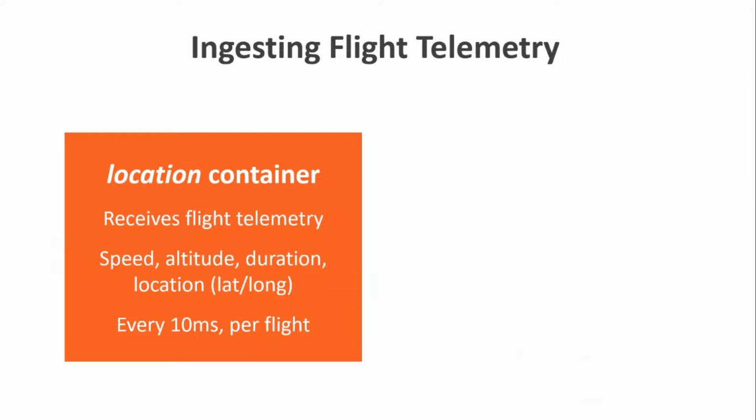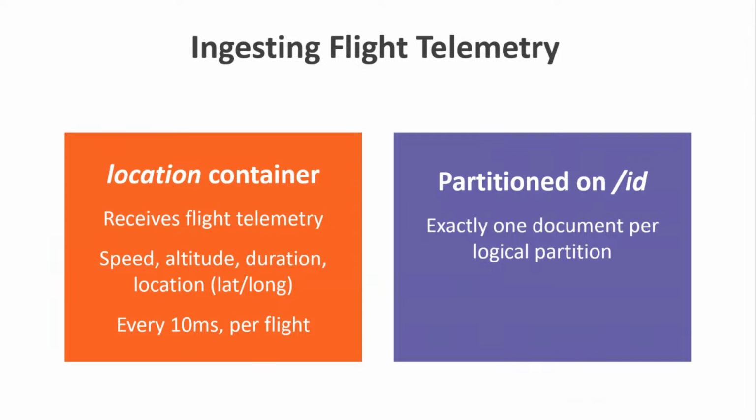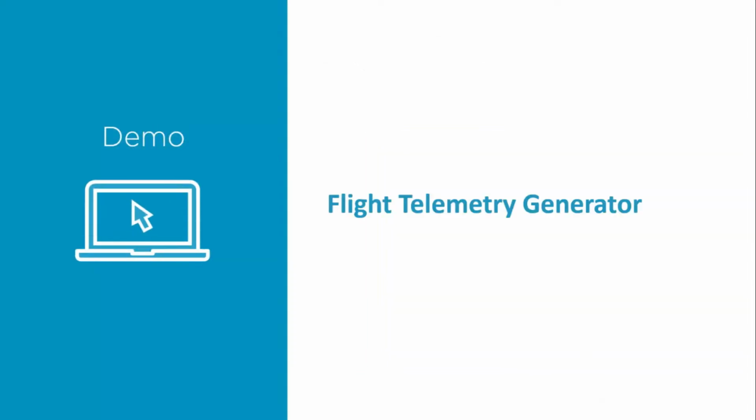And that means we need a container that is optimized for write ingestion, not queries. It doesn't have to be optimized for queries. It has to be optimized for ingesting data at a very rapid rate. And we're going to actually achieve that by partitioning on the ID property itself. That's going to give us exactly one document per logical partition. So definitely not optimized for querying because nothing's grouped together. But it gives you the maximum uniformity, and when you're bulk loading device telemetry in real time, it is actually the proper choice. So let's jump into a demo, okay?